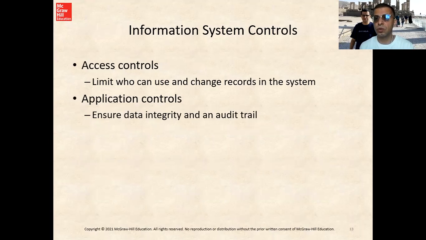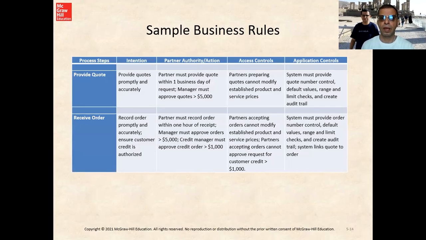Also, we need to look at the access control, which limits who can use and change the record in the system, and application controls, which ensure the data integrity and an audit trail. Now, this is a sample of a business rule between order, receive, and quota. These are the process steps.